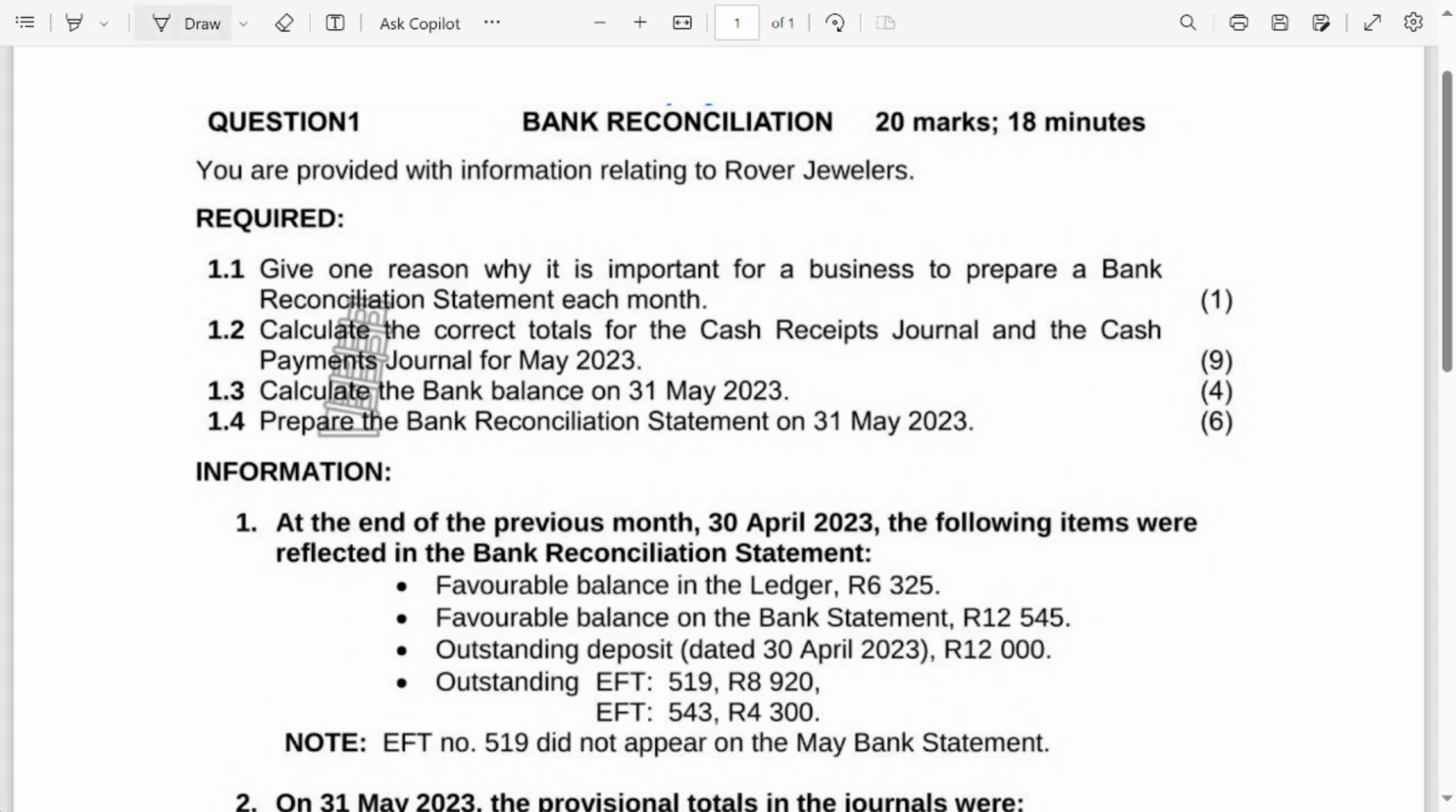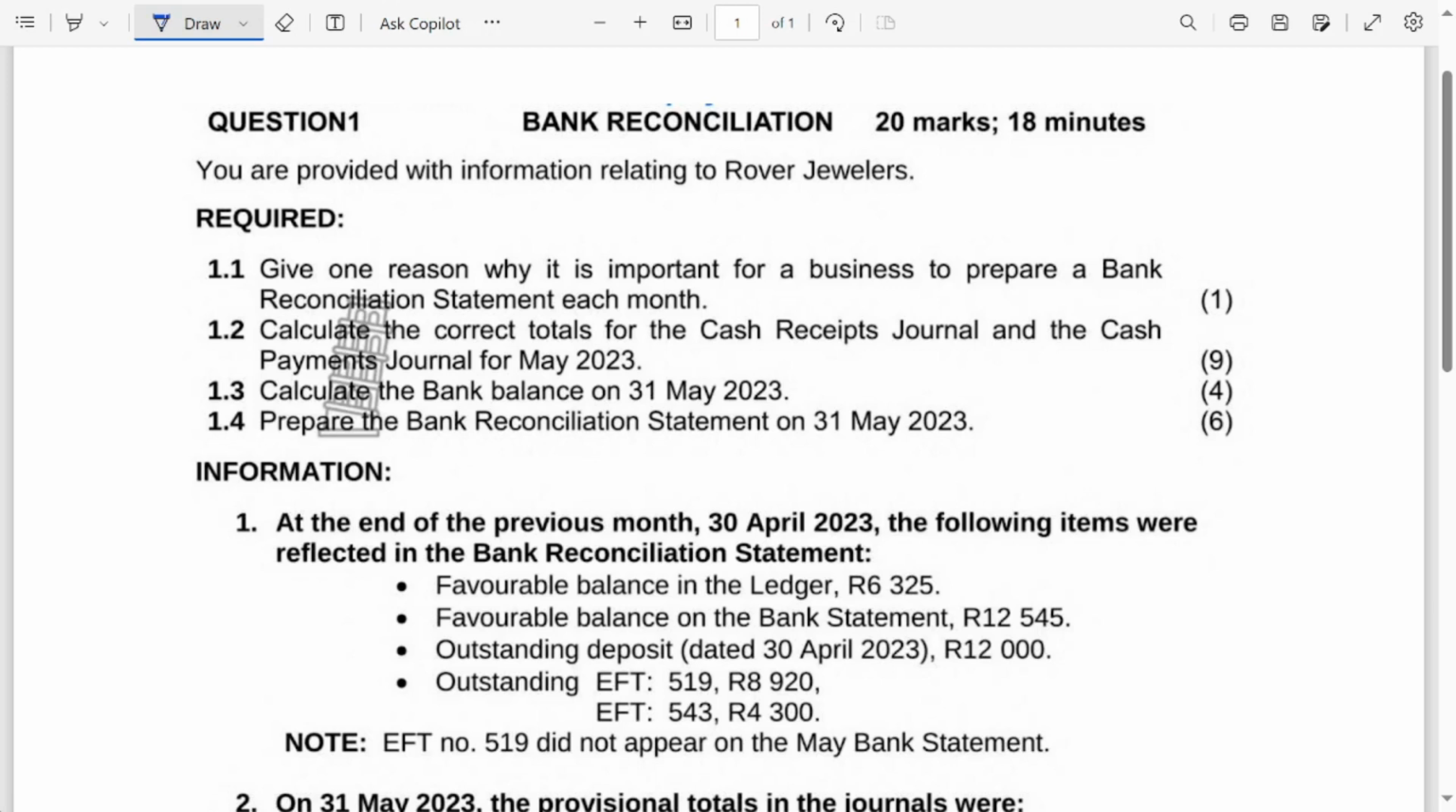Today we are going to focus on the bank reconciliation. When we are doing the bank reconciliation, we are comparing our records as a business. We are comparing our cash records, which are the CRJ and CPJ, with the bank statement. That is what we are doing.